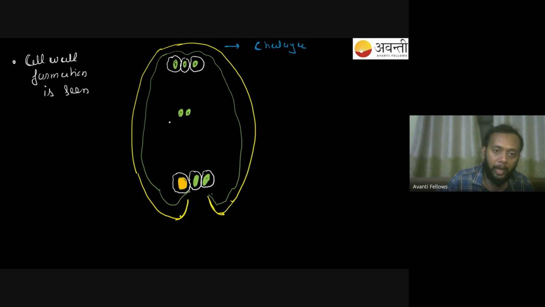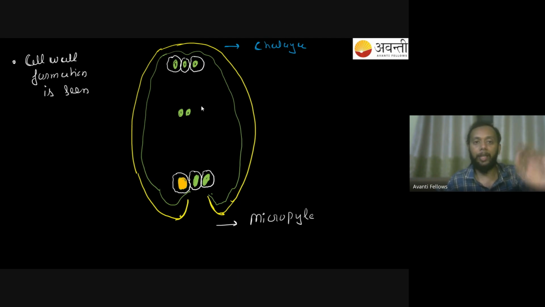Will the 2 nuclei in the center get any kind of wall formation? The answer is no. The 2 nuclei in the center will not get wall formation. They won't have their own separate wall over here, right? So what you have to understand is that at the chalazal end you have 3 cells. At the micropyle end also you have 3 cells, and in the center you will have the presence of 2 nuclei. Please remember all of them are haploid. Remember, all of them are haploid.